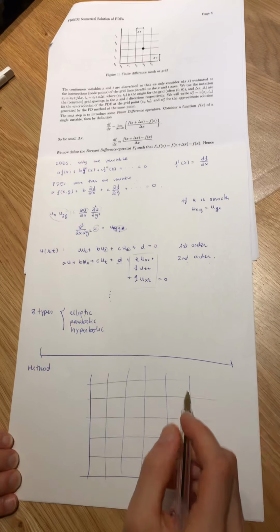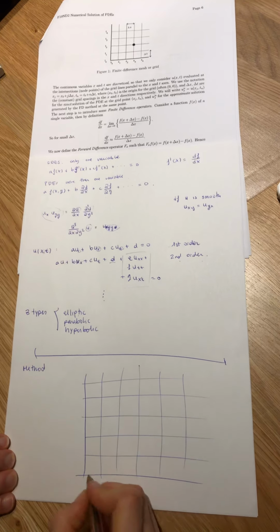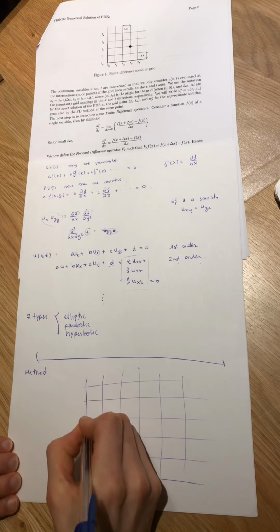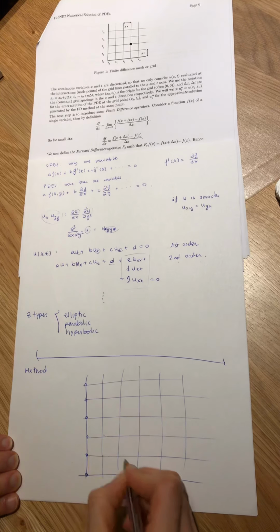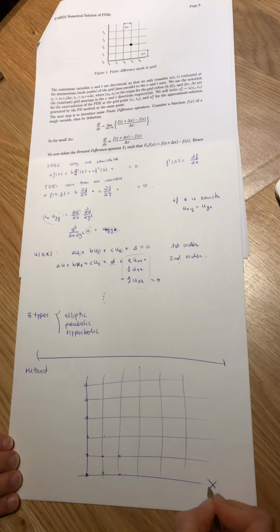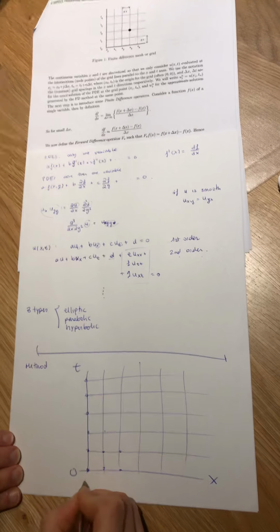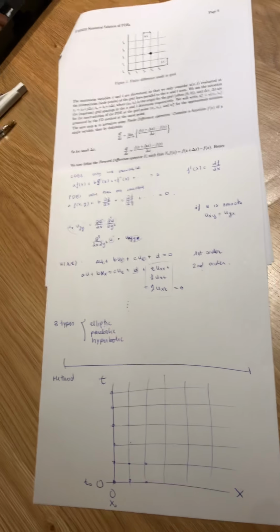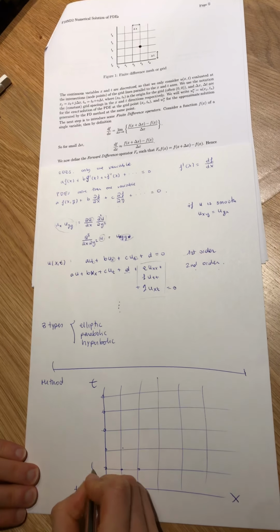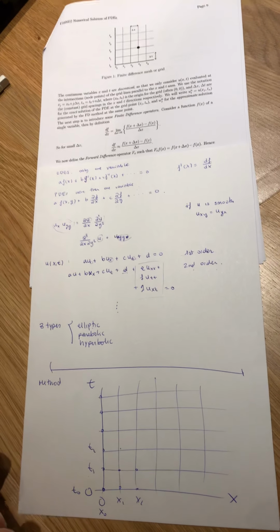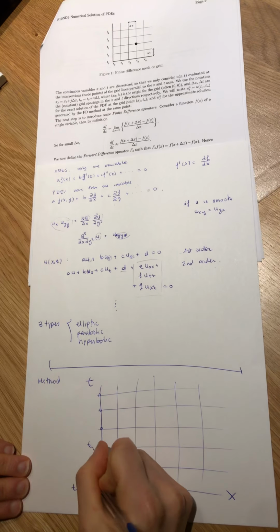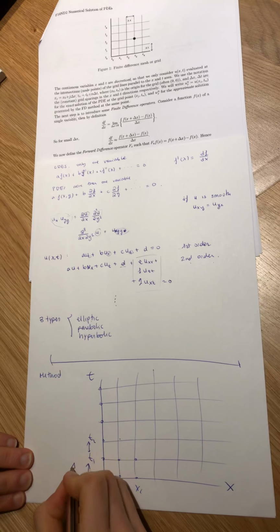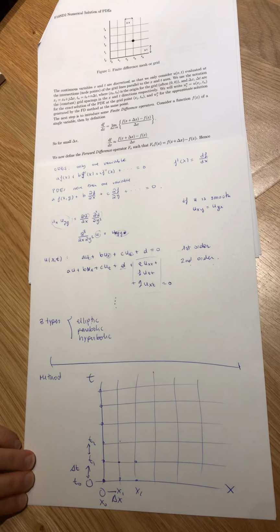And instead of evaluating the functions at all the points, we're just going to evaluate the functions at the intersections. This is x and this is t, and this is both 0 and 0. It's t0, x0, and then x1, x2, t1, t2. And this spacing we're going to make constant. It's called delta t, and this is delta x.